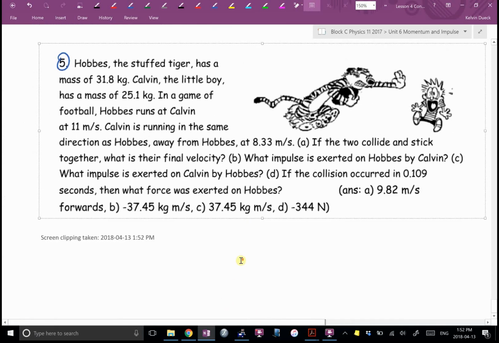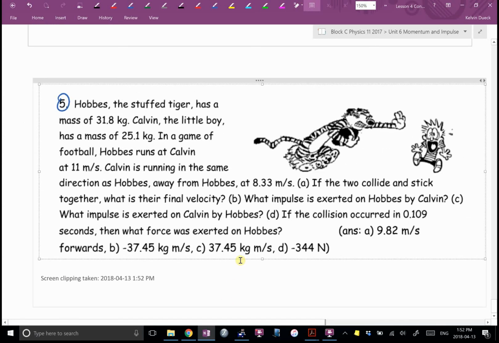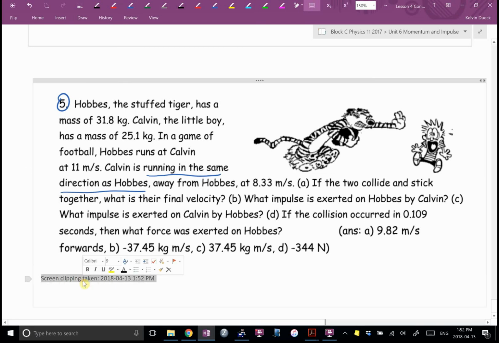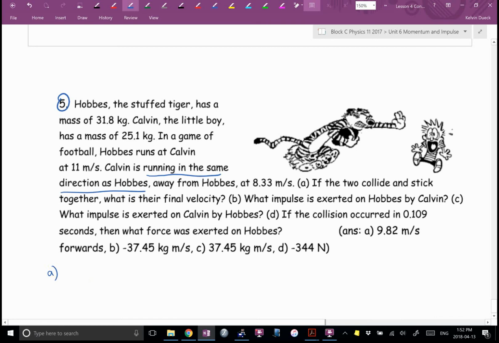All right. So in this question here, Calvin is running in the same direction. You know what? This is what happens if you've ever chased somebody down from behind. Hobbes, the pet tiger, is chasing Calvin down from behind, but they're going in the same direction. Okay. Cool. What does it want me to find? Is there a collision? Yeah.